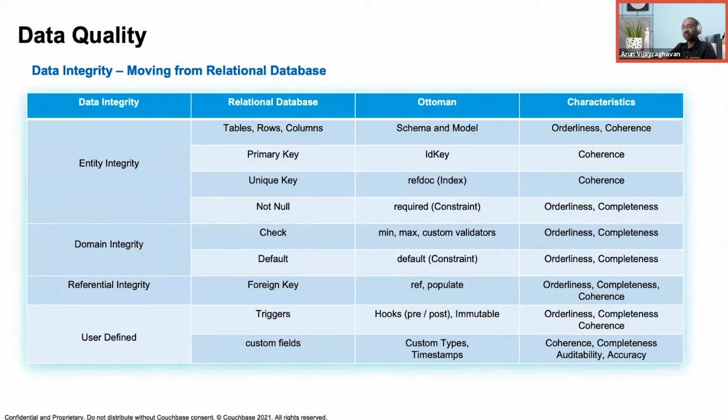If you are a user building or using an existing JavaScript-based application supported by a relational database and are planning to move to Couchbase, you should be happy to know that most of the data integrity constructs that a relational database offers are matched or exceeded by some of the Ottoman features. What you see here is a mapping between data integrity and data quality, and a comparison with a relational database as to how we can achieve everything via Ottoman. We'll take a look at some of these features in the upcoming slides. So hang on.